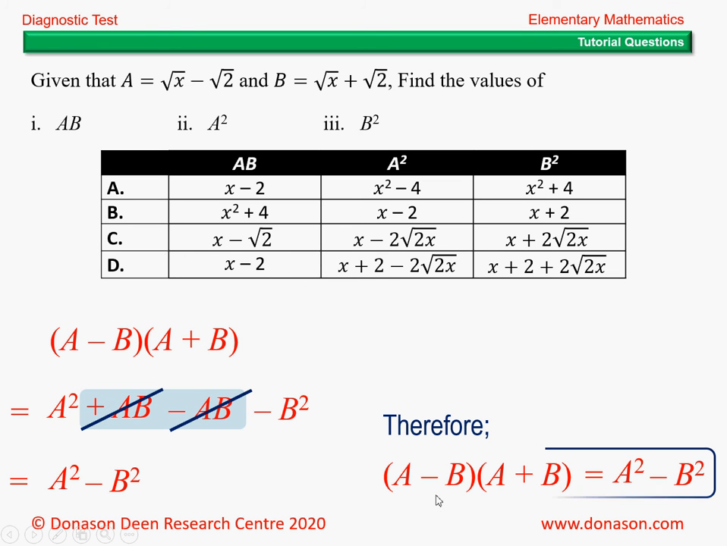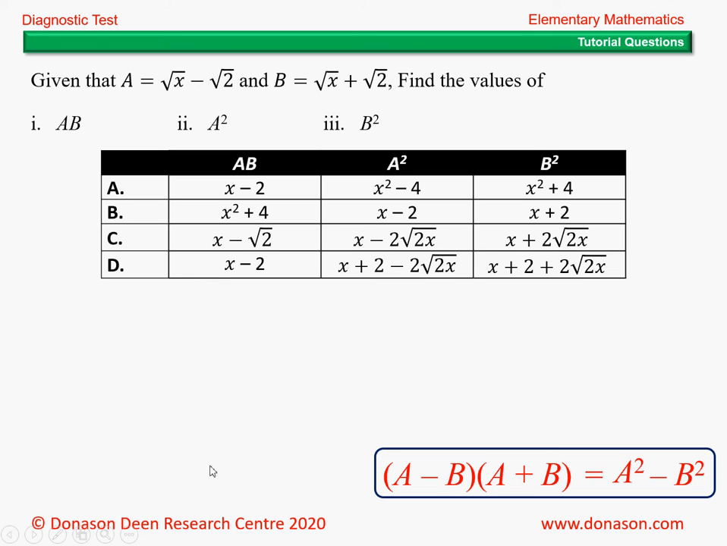So I want you to remember this rule, okay? (a minus b) times (a plus b) is going to become a squared minus b squared. So you can apply this readily in any of the questions when you want to solve. So now let's go to ab, okay?